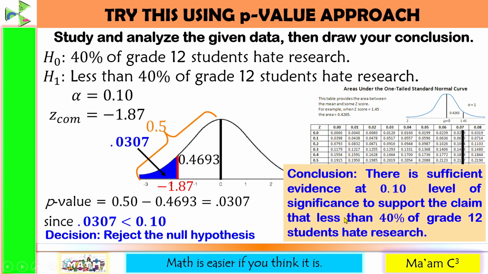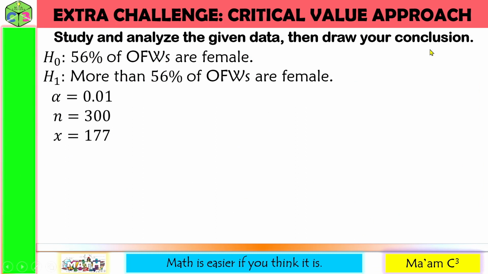Notice that we arrive at the same conclusion even if we use the p-value approach. This only proves that whether you choose critical value approach or p-value approach, you will arrive with the same conclusion. Now, let us do an extra challenge using critical value approach. We have here the null and alternative hypothesis, the level of significance, the sample size, and the number of successes.